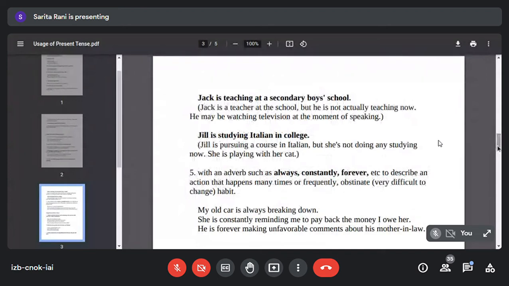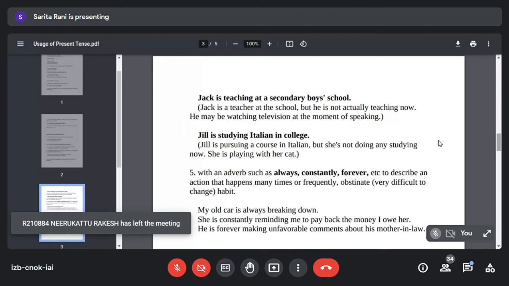Now see, Jack is teaching at secondary boys school. It doesn't mean that Jack is right at this hour teaching in a secondary boys school. He might be sleeping on his cot. But it does mean that it is a regular activity which Jack does. Okay, now?